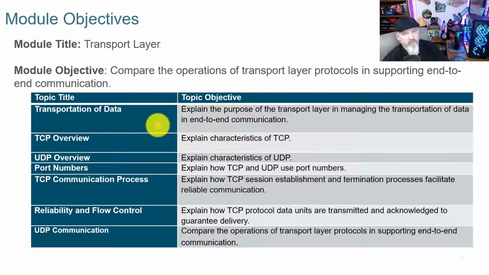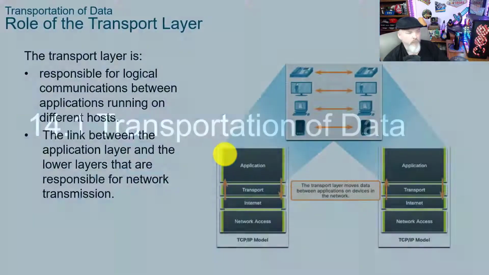The module objectives for Module 14 are going to be, we're going to look at transportation of data, TCP Overview, UDP Overview. We're going to take a look at port numbers, TCP Communication Process, reliability and flow control, and the UDP Communication.